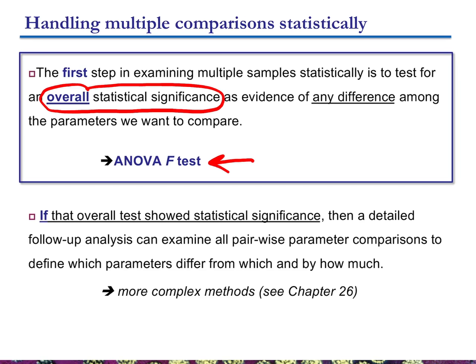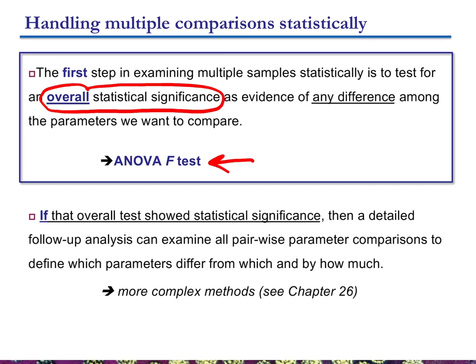So if we do the ANOVA F test and we get a significant p-value, all that tells us is that somewhere in all possible comparisons of those samples, there's at least one significant difference. It doesn't tell us where it is. It doesn't tell us which comparison or comparisons in particular have a significant difference. It just says somewhere in all of those possible comparisons, there is at least one significant difference.